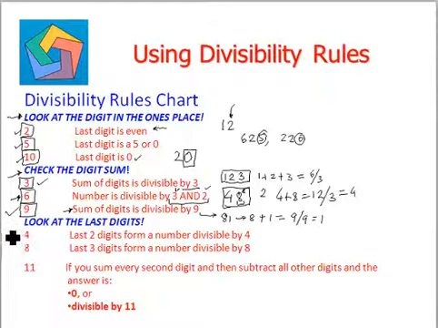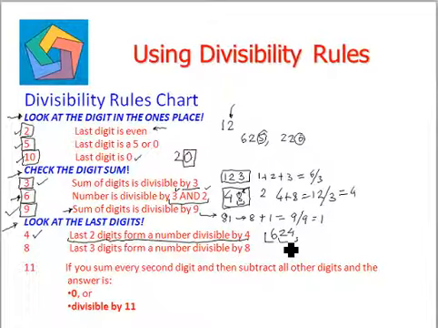Now the next criteria is to look at the last digits. If the last two digits form a number divisible by 4, then that particular number is divisible by 4. For example, I have 624. We look at the last two digits, that is 24. 24 is divisible by 4, that is 24 divided by 4 is 6. That means 624, the total number, is divisible by 4.